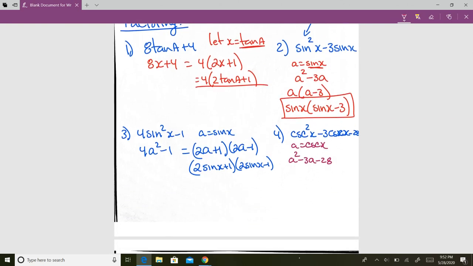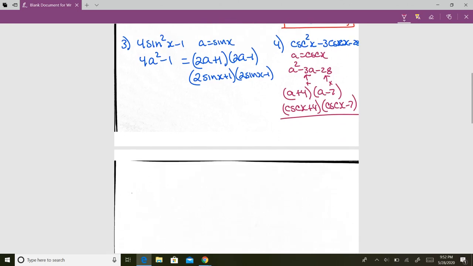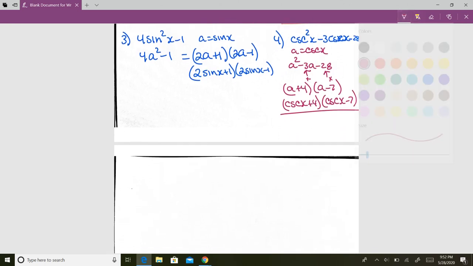So find what multiplies to negative 28 and adds to negative 3. So that would be negative 7 and positive 4. So this turns into (a plus 4)(a minus 7). Put back in what a was. So it's (cosecant x plus 4)(cosecant x minus 7). All right, so you may need to review factoring here, but it's very, very important.